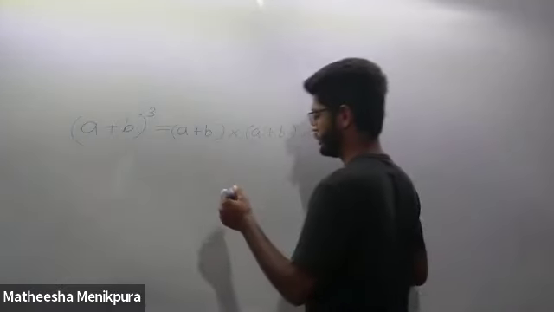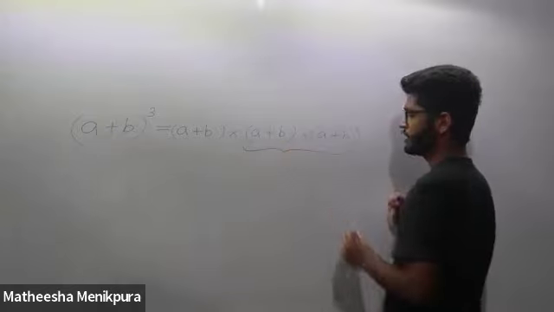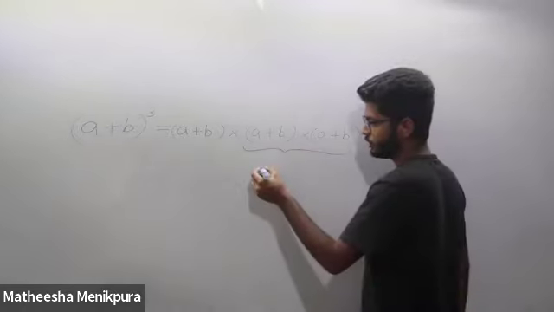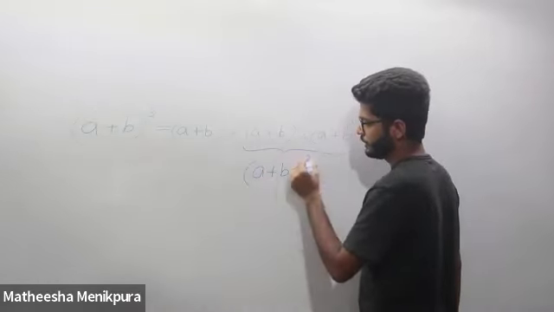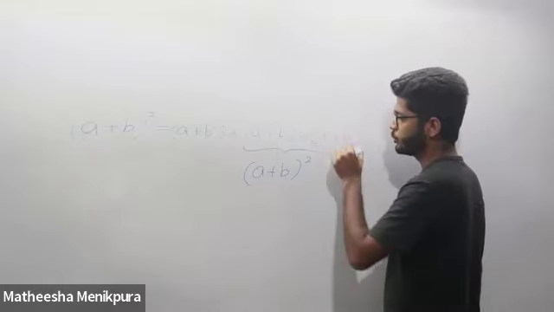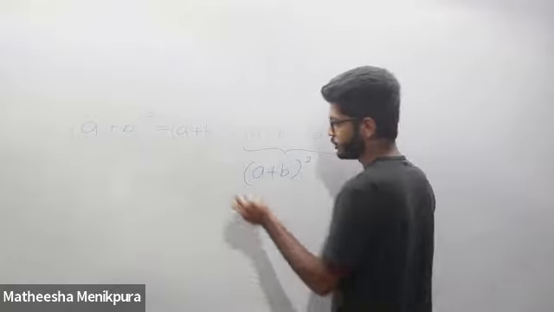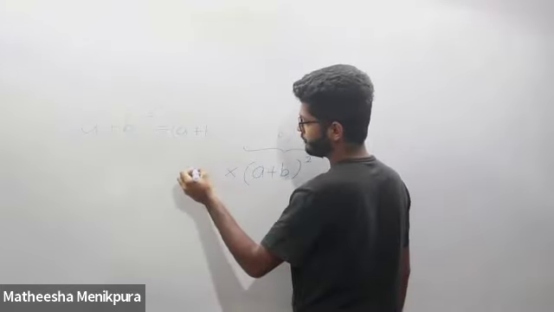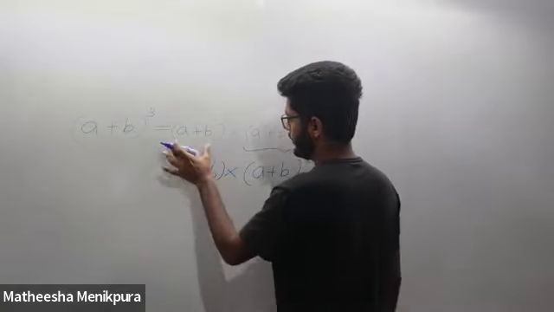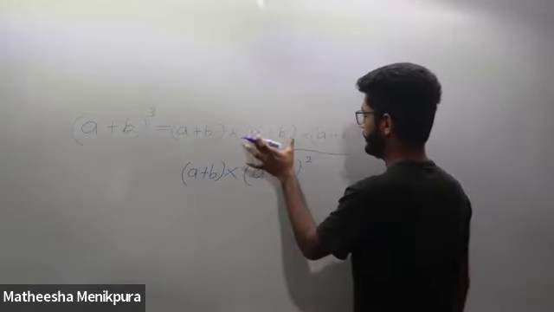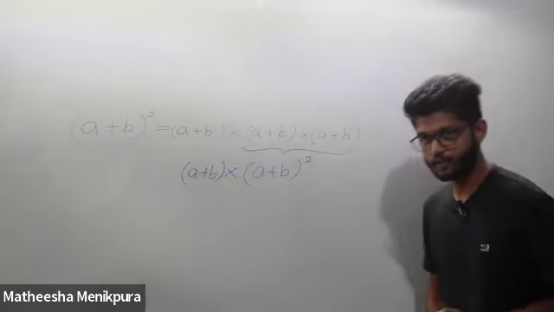Okay. So a plus b into a plus b, now we know that is a plus b squared. So a plus b squared, I have to multiply by a plus b. A plus b multiplied by a plus b into a plus b means a plus b squared. I'm writing that one for a reason.